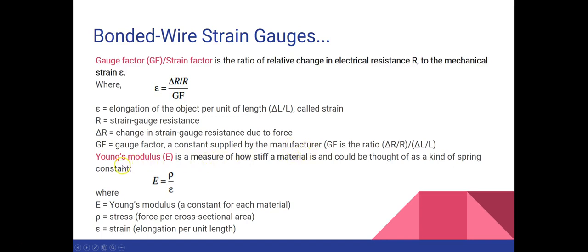And then we have the Young's modulus, and Young's modulus is a measure of how stiff a material is, and it could be thought of as a kind of spring constant. In equation form it is equal to rho by E, where rho is the stress and E is the strain. So Young's modulus is basically the ratio of stress upon strain.